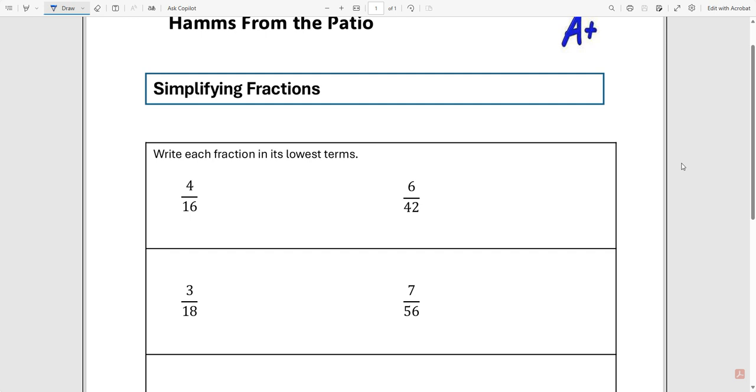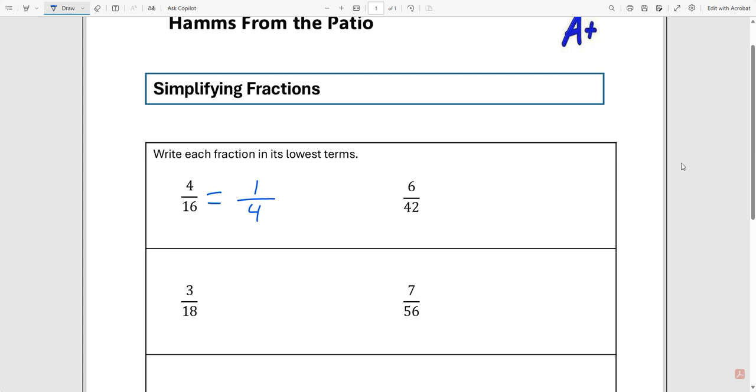So 4 divides into 16 four times. And so then that's our GCF. 4 goes into 4 one time, and 4 divides into 16 four times. And there you have it. Simply, 4/16 reduces down to 1/4.